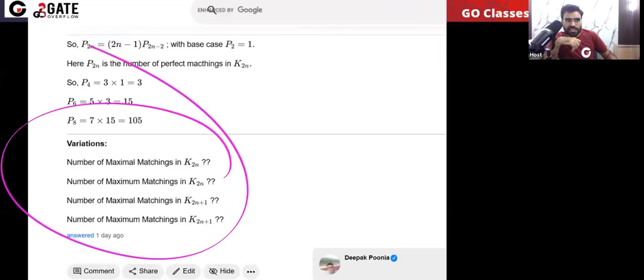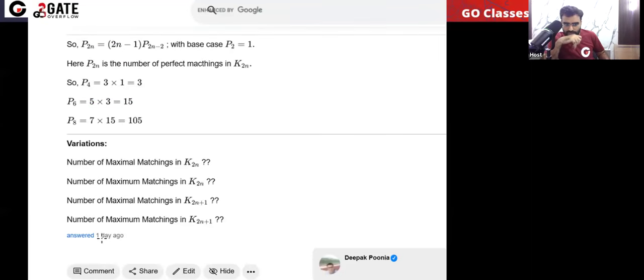So let's discuss these variations. On GATE Overflow, I have written these 4 questions, but I did not provide the answer. Let me provide you the answer now. You can pause the video and think about these variations: number of maximal matchings in K2n, number of maximum matchings in K2n, number of maximal matchings in K2n plus 1, number of maximum matchings in K2n plus 1. You can pause the video and think about these 4 questions. Let me give you the answer.